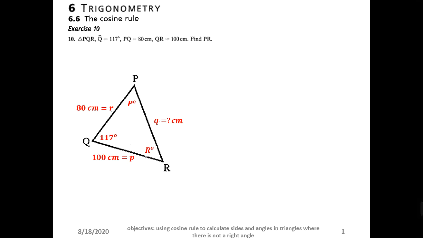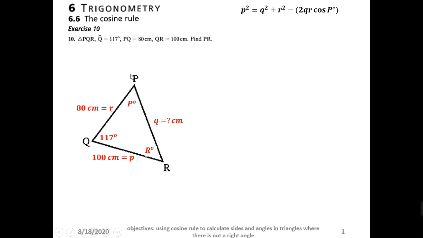We always use the cosine rule to find a missing side in a triangle. Let's figure out what the cosine rule is. So the cosine rule, if you start with P squared, it means side P squared. I always recommend that you start in alphabetical order: P, Q, R.